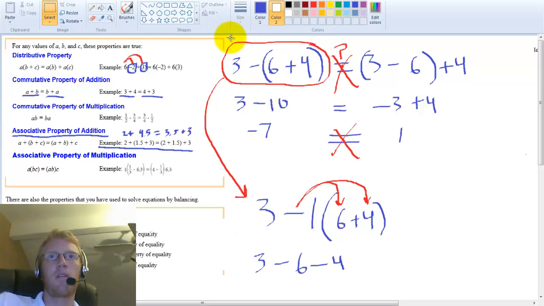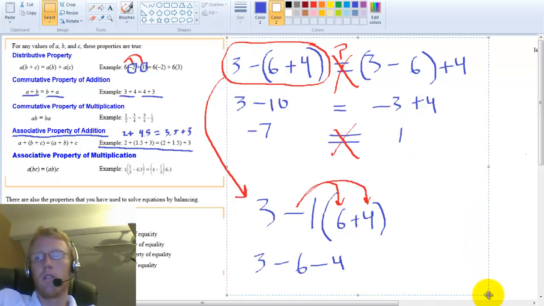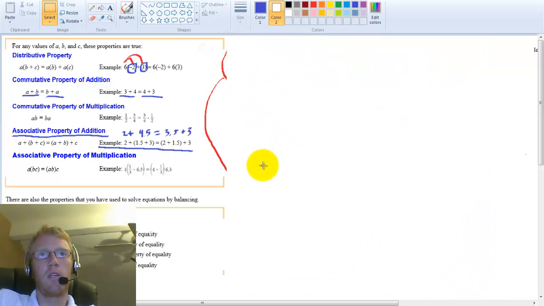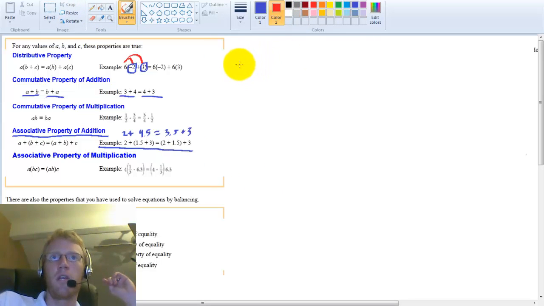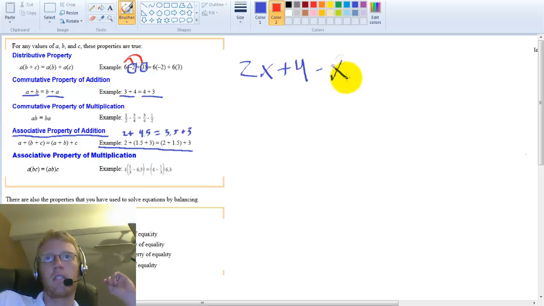Let me make some space, and I'll do another example so that it's painfully clear. Okay, so let's do another one. 2x plus 4 minus x, and put parentheses right there and right there.